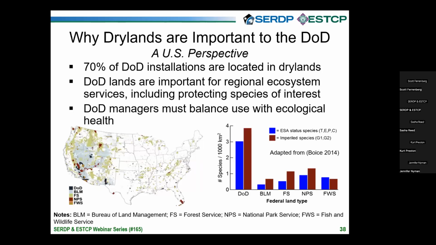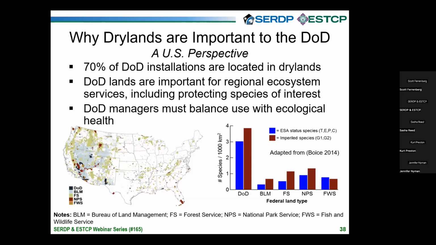And so a big part of this project is trying to understand that for DoD. Again, here you can see these large Department of Defense installations, and indeed 70% of DoD installations are located in areas categorized as drylands. These lands are such special habitats. You can see here the number of species that would be related to the imperiled species and the Endangered Species Act species. They're much higher on DoD lands, and that's because the Department of Defense is really a preserve for imperiled and endangered species in many ways.